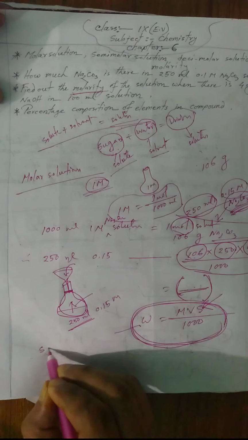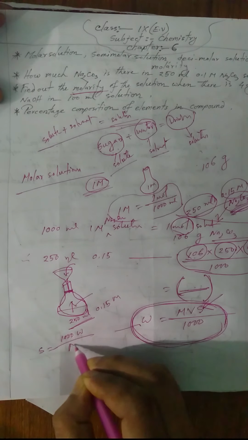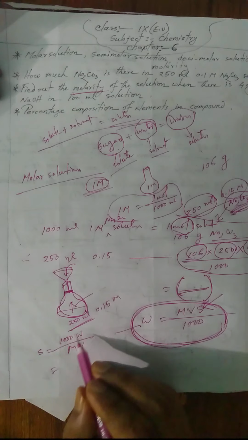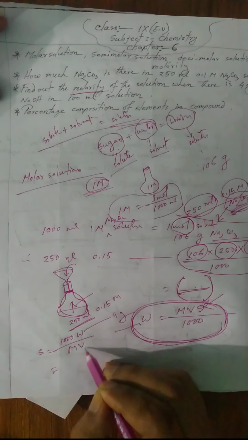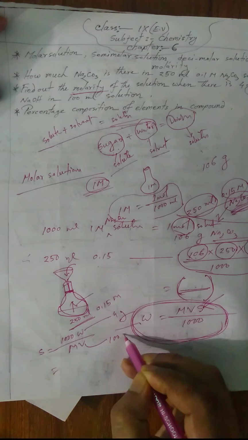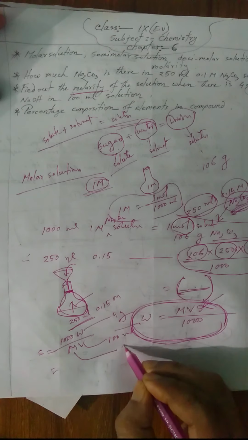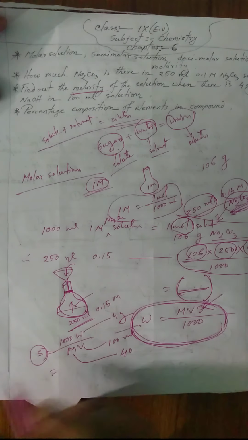So S is equal to 1000 W by MV, and W is 4 gram, V is 100 ml, and molecular mass of NaOH is 40. So we can calculate S from this equation.